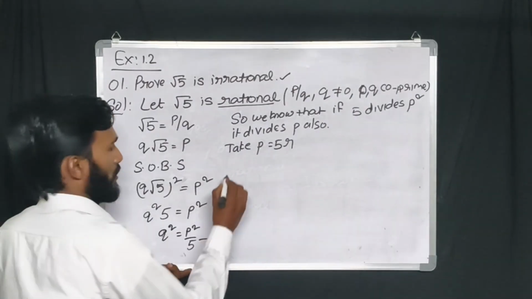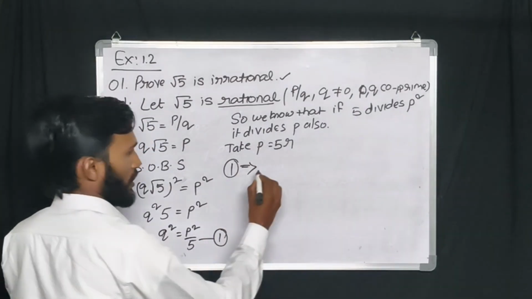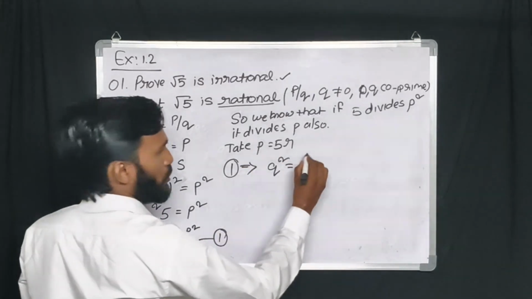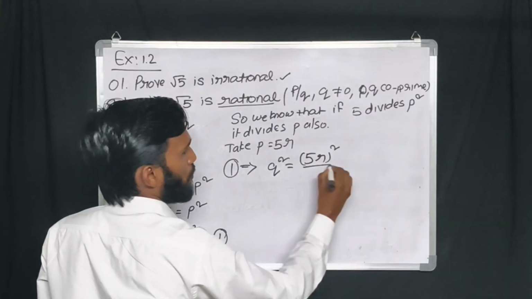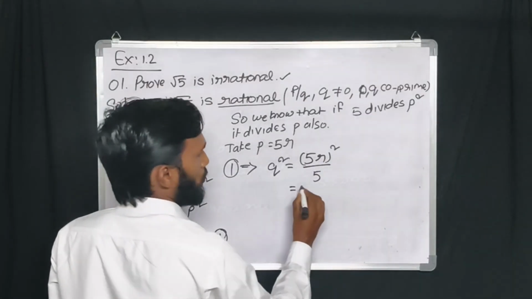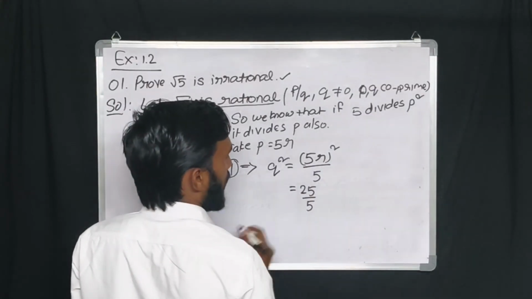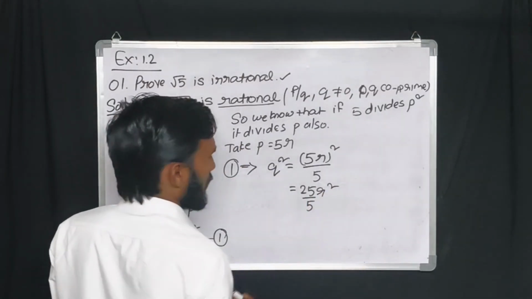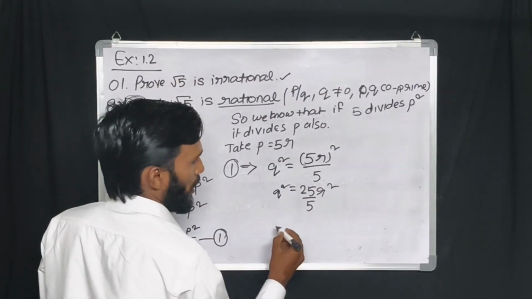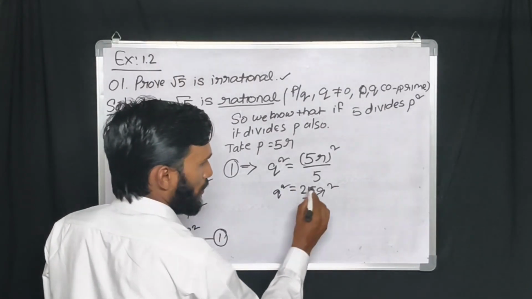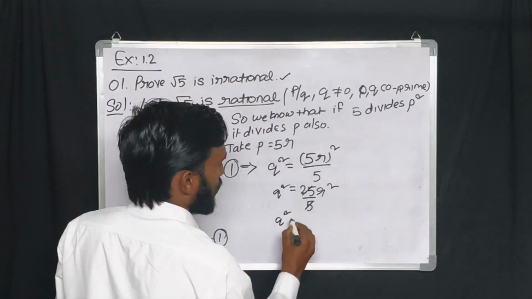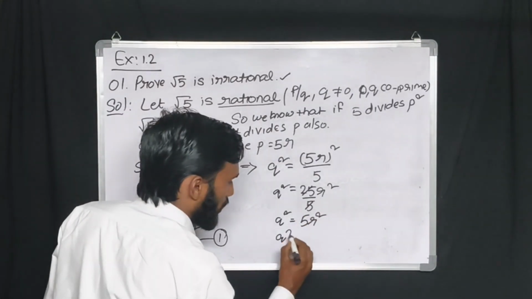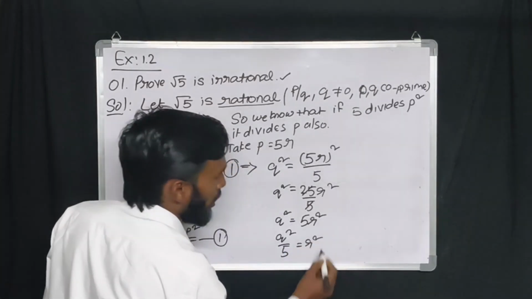Now from the first equation, q square, we substitute p is equal to 5r in the p square place. Next 5 q square is equal to 25 r square. Now what to do? Here if you observe, 5 times q square is equal to 25 r square. If you bring this 5 to this side, q square is equal to 5 r square.